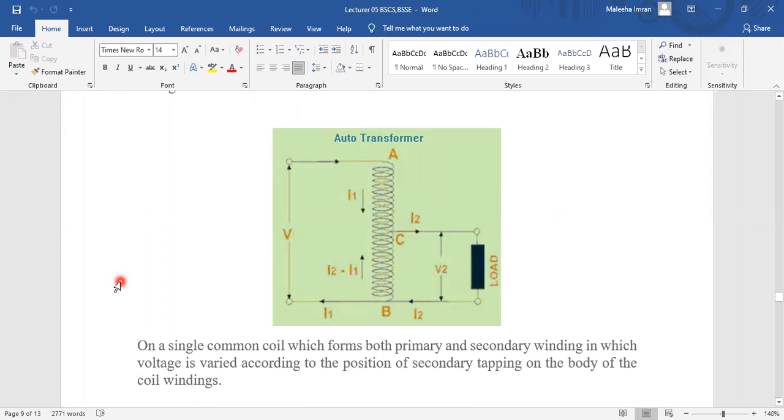And a single common coil which forms both primary and the secondary, in which the voltage is varied according to the position of the secondary tapping on the body of the coil. अगर आप ये different points पे इसको प्लेस, मतलब अगर point C आपका different locations पर जाएगा तो then the voltage will vary. अगर आपका ये point C at the center होगा तो then this voltage is equally divided across V1 and V2. लेकिन अगर ये let's say कि this point C moves towards B, तो V2 will be smaller as compared to the V1.